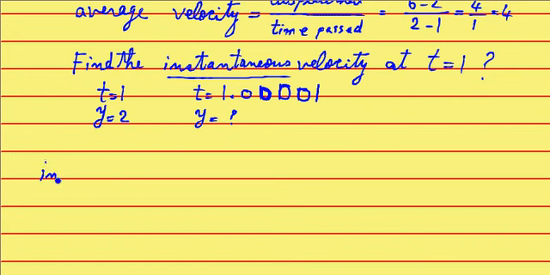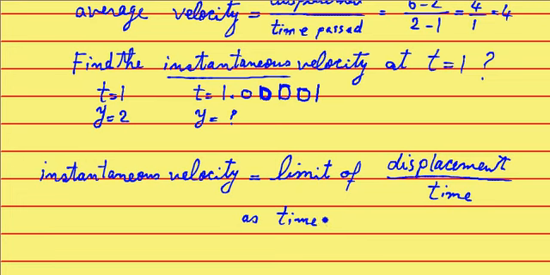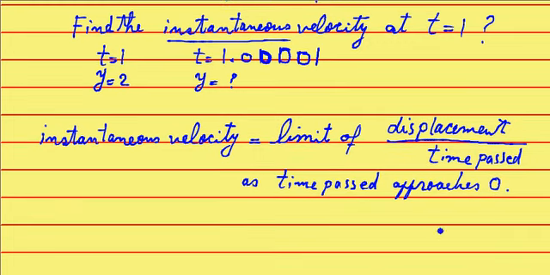So instantaneous velocity is equal to the limit of displacement divided by time passed, as time passed approaches 0. So what is it in this problem?